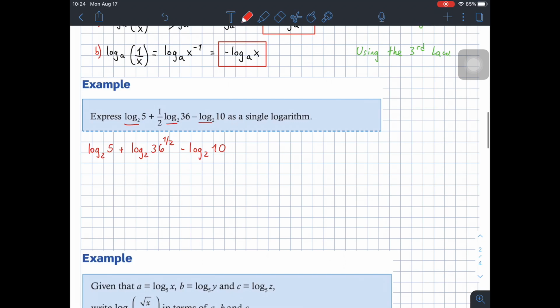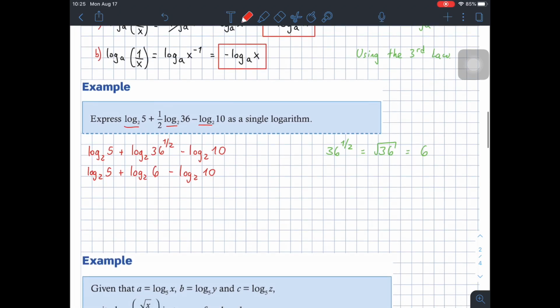And one thing, before I join them, 36 to the power of 1/2, remember? I'm going to do it here. If you have 36 to the power of 1/2, this is the same as saying the square root of 36, right? And the square root of 36 is positive 6. So I can rewrite this as log base 2 of 5 plus log base 2 of 6 minus log base 2 of 10, okay? So now I can join these two by multiplying them, and since this is subtracting, I can divide this argument as well, okay?